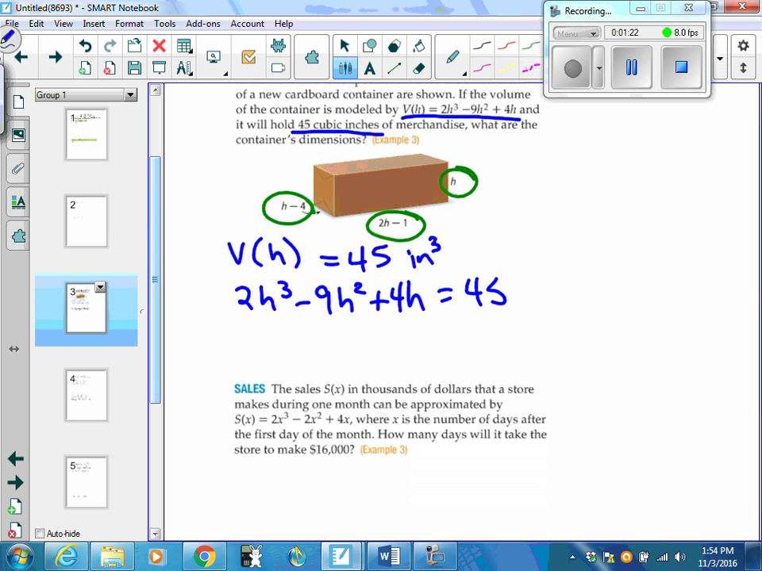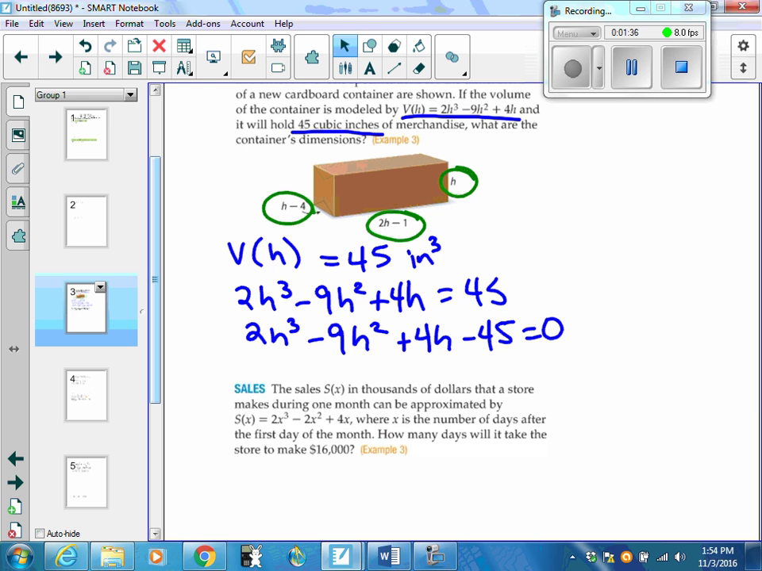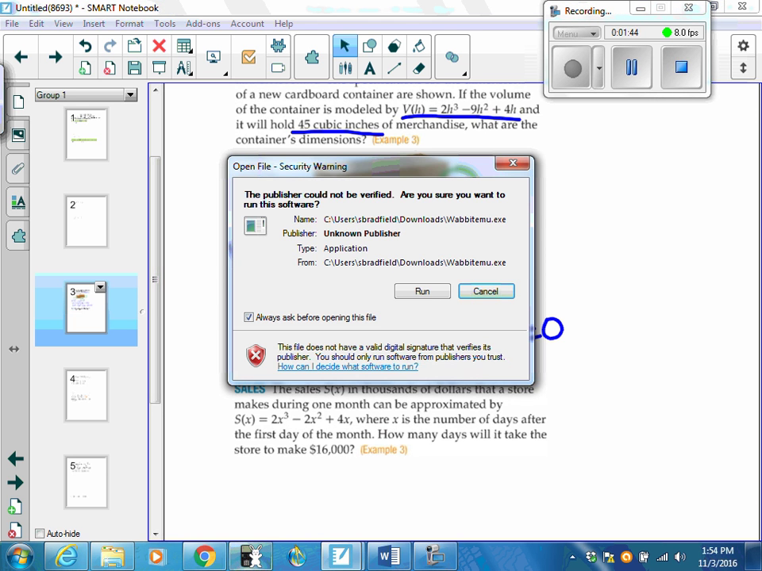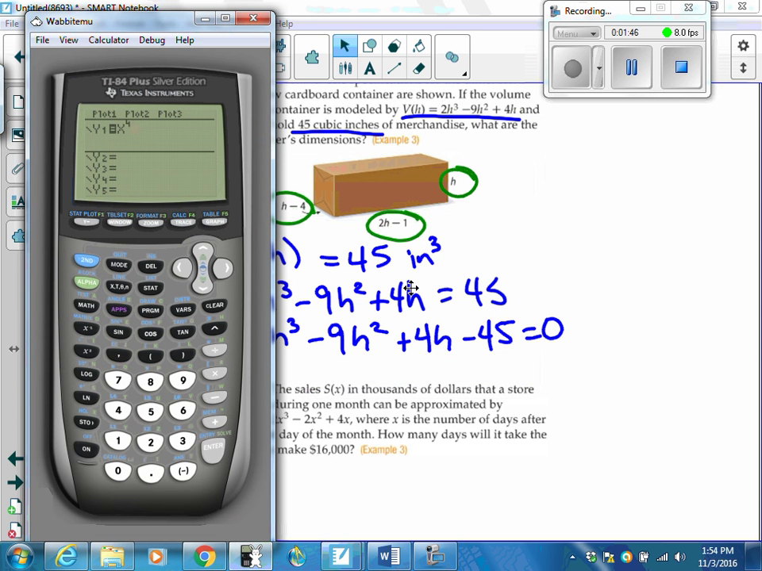So I take this, I'm going to bring the 45 over to the left-hand side and set the equation equal to 0. And I want to solve for h. The quickest way to do this is to use your graphing calculator. So we'll open up the graphing calculator. I'm going to clear mine out. So that's second plus 7, 1, 2.